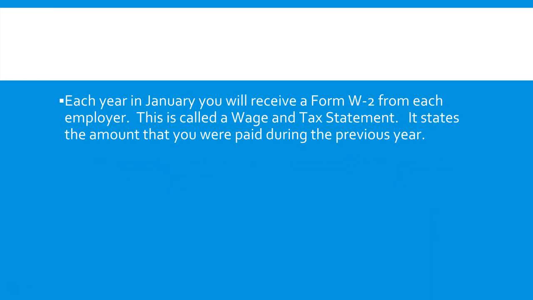Each year in January, you receive a W-2 form from each employer. This is called a wage and tax statement. It states the amount that you were paid during the previous year. So if you happen to work 2 or 3 jobs in 2018, you'll get a W-2 form from each of your employers.